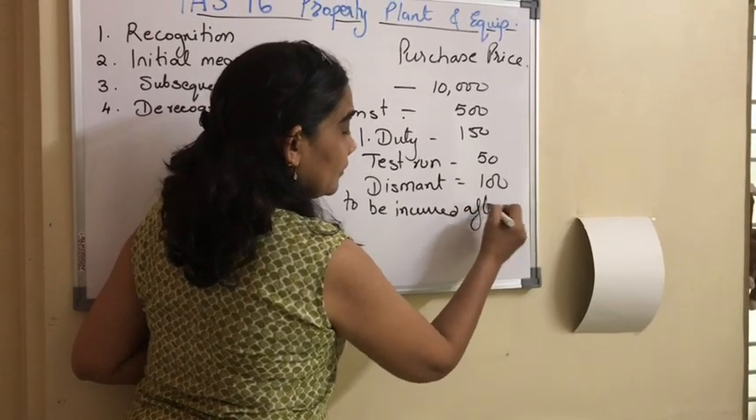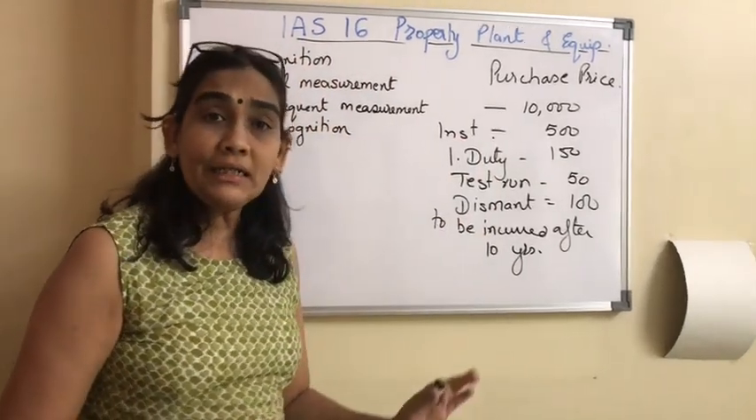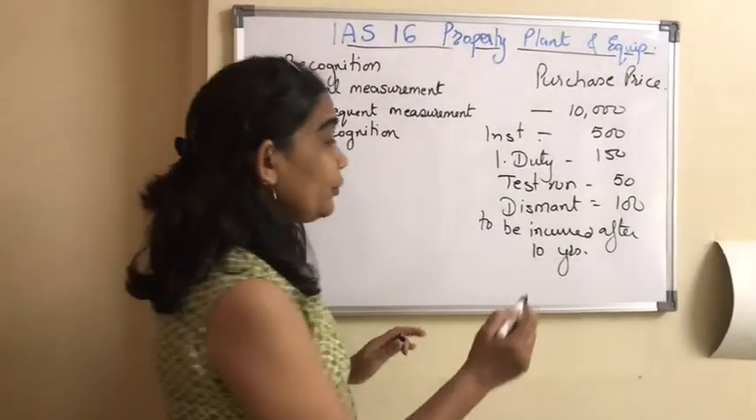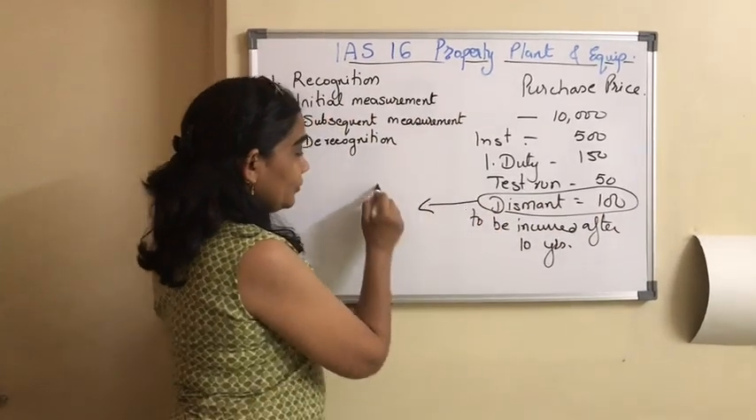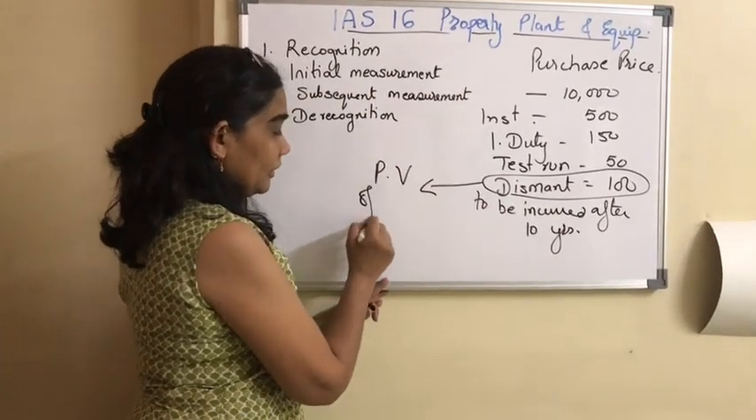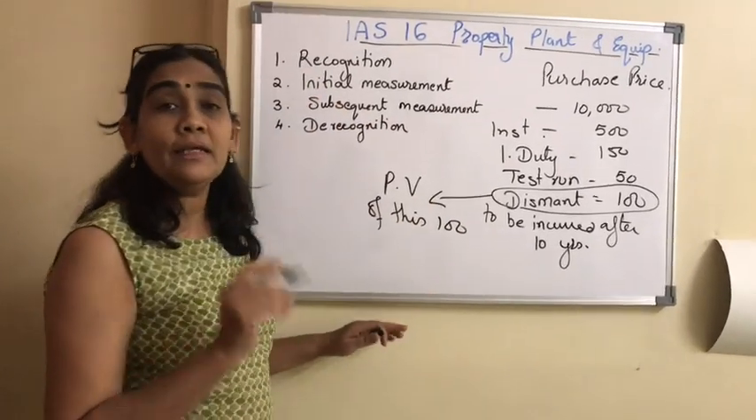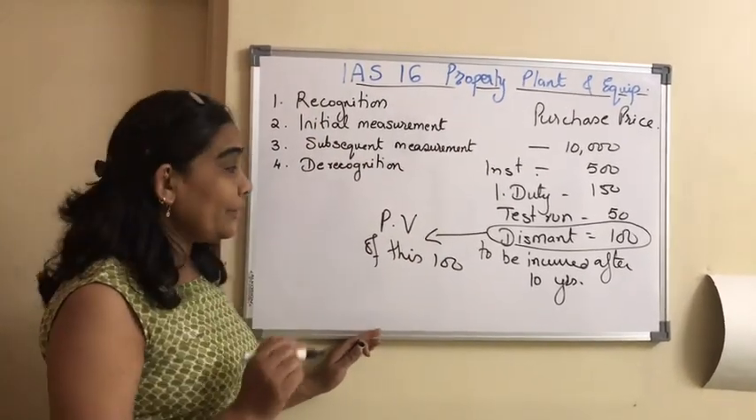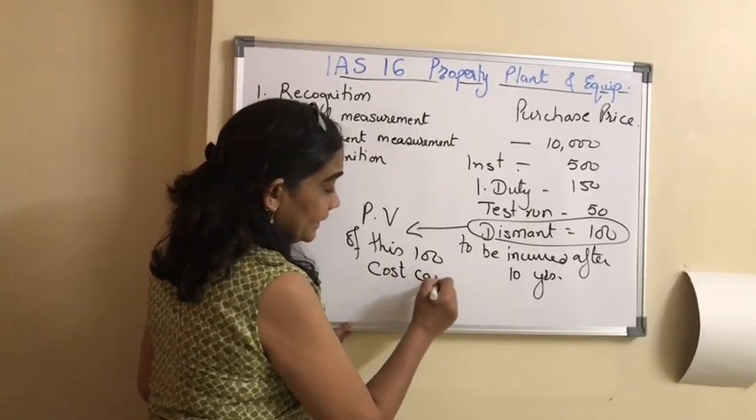So while calculating the cost of the asset, you need to find out the present value of this 100 using the cost of capital. So in this case, let's assume the cost of capital is, say, 10%.